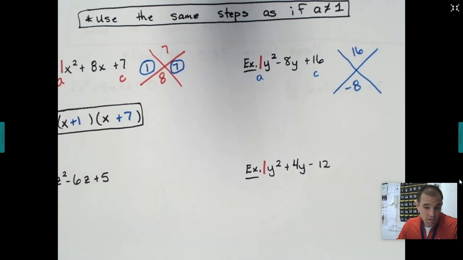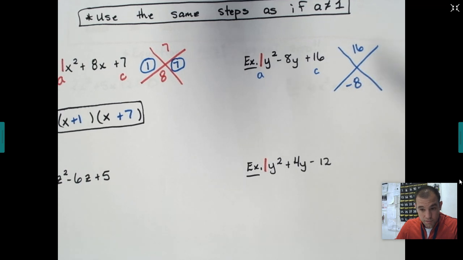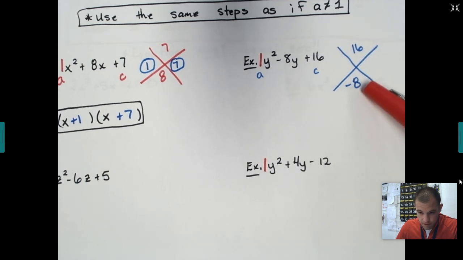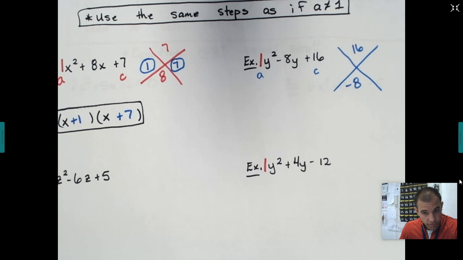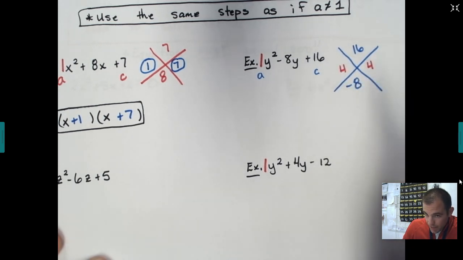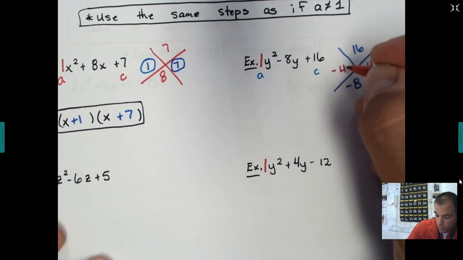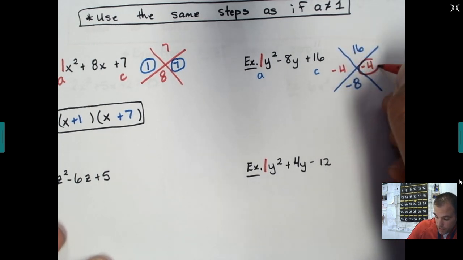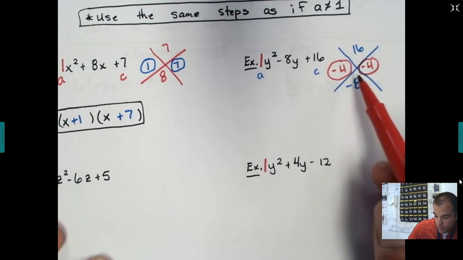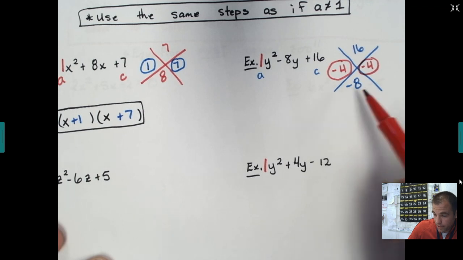You have options. You have 1 times 16, but that wouldn't add to get us negative 8. You have 2 times 8, but that wouldn't add to give us negative 8. Or you have 4 and 4. And 4 and 4 would get us 8. But I need it to be negative 8. So that means I need both of these 4s to be negative 4. Because negative 4 times negative 4 is 16. Negative 4 plus negative 4 is negative 8.